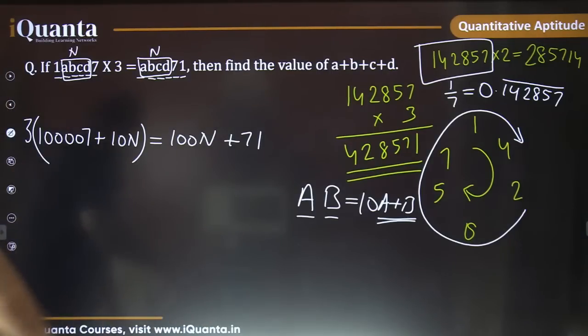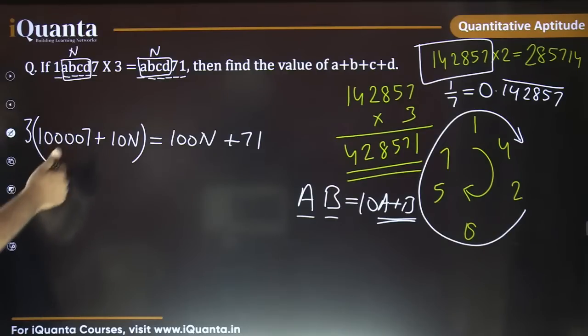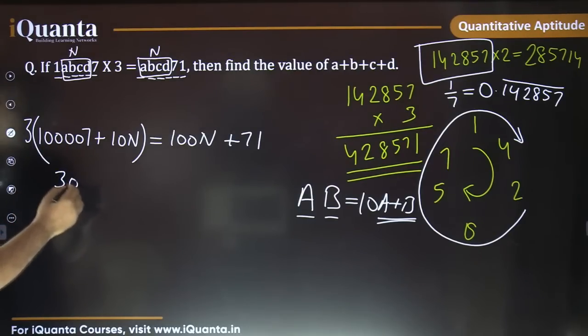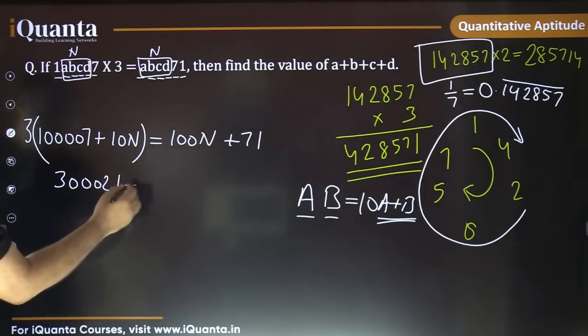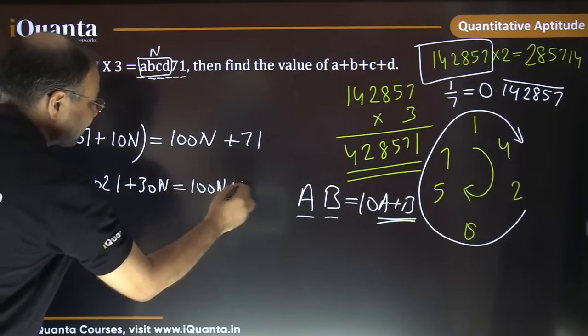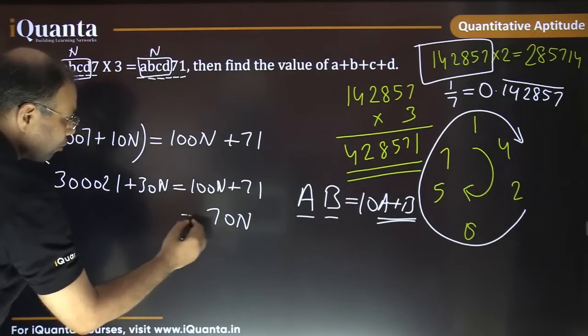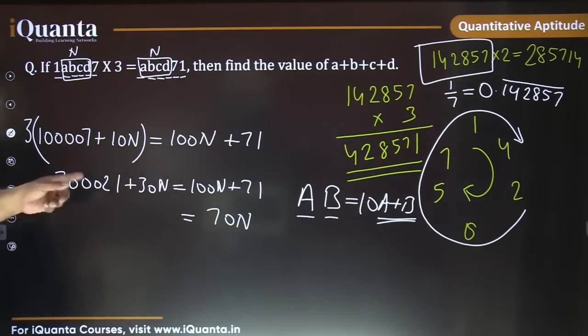Now just equate this equation. Just simplify this equation. Okay, please expand it. So this is 3 times 1,07,000, what will it become? 3,21,000. So 3,0,0,021 plus 30n equals 100n plus 71. So 100n minus 30n, that is 70n equals how much? Now 71 needs to be subtracted here.